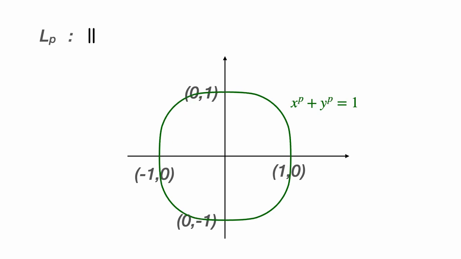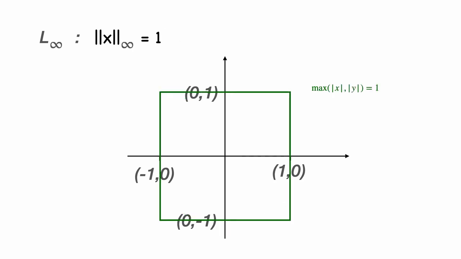For a p greater than 2, the set of vectors with an LP norm equal to 1 becomes more and more like a square. And then as we approach the limit of p tending to infinity, we end up with this square with the corners at (1, 1), (1, -1), (-1, -1), and (-1, 1). This is why it makes sense to define the L infinity norm as we did, as the maximum value among the components of our vector.